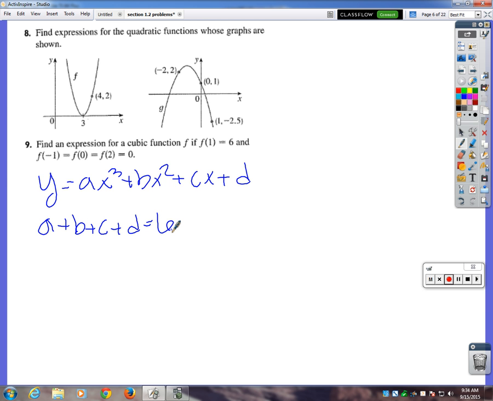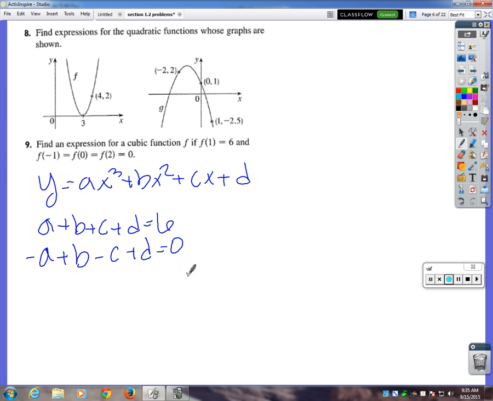And then if I plug in negative 1 for x, all of these are going to equal 0 apparently. Negative 1 cubed is negative 1, so that'll be negative a. Negative 1 squared is 1, so that'll be positive b. Negative 1 times c is negative c, and then plus d equals 0.